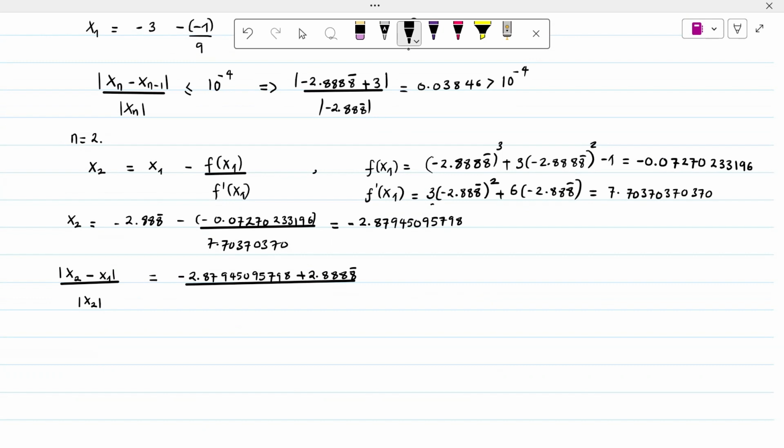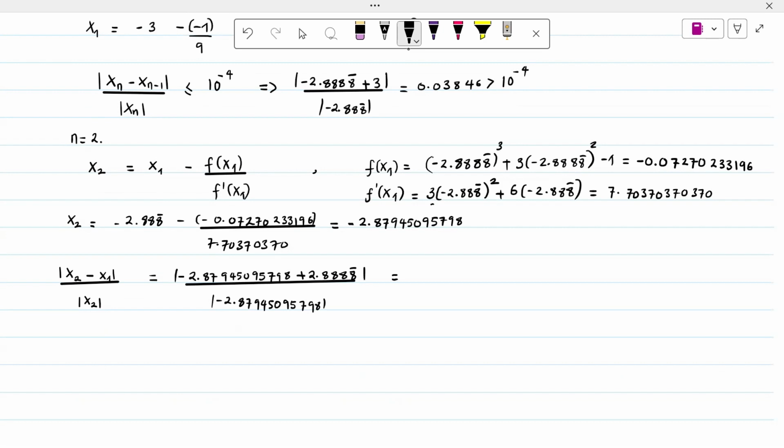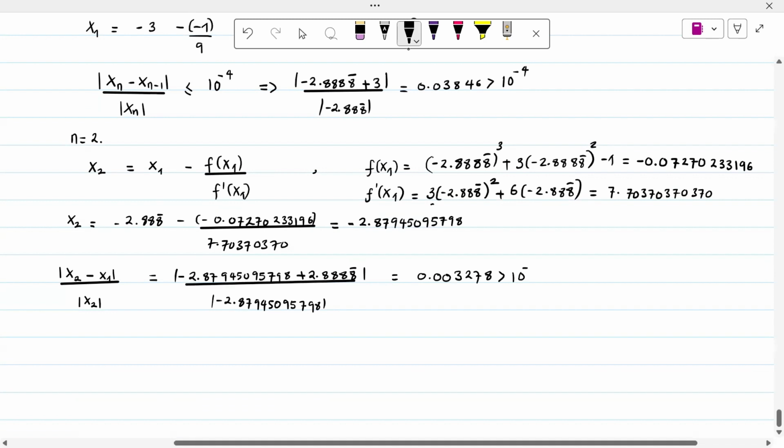So in the denominator here we have what? We have negative 2.87, but we just take the absolute value of that. Okay, absolute value. So how much is that when you check that condition? Okay, I'm getting about 0.003, 278. And of course, this is still greater than 10 to the power negative 4, right? So I can stop here.